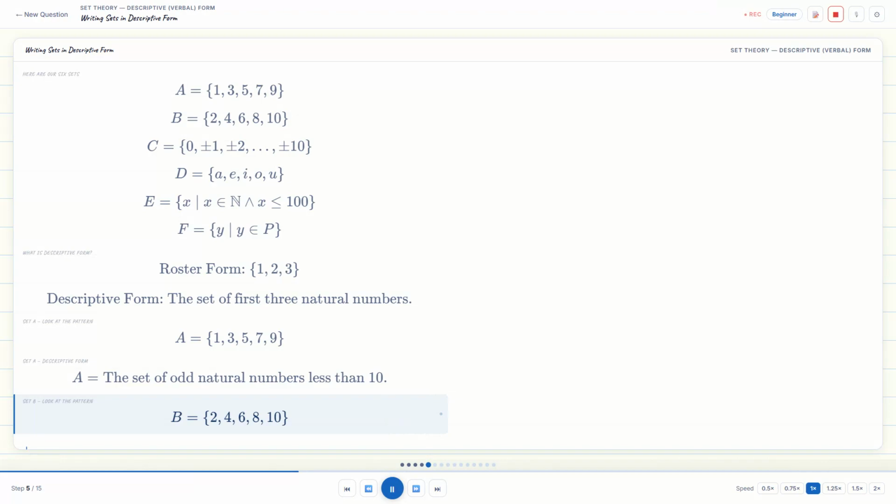Now let's look at set B. We have 2, 4, 6, 8 and 10. Each number goes up by 2 again, but this time they are all even numbers and they go from 2 up to 10.